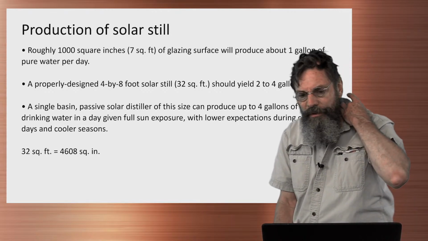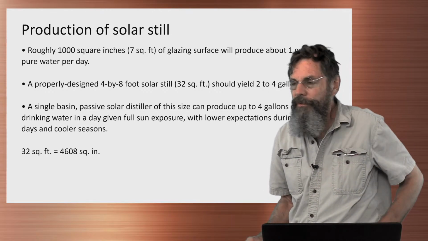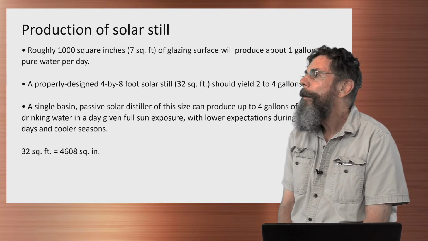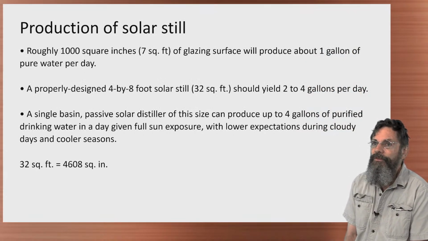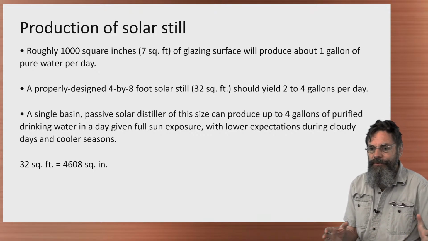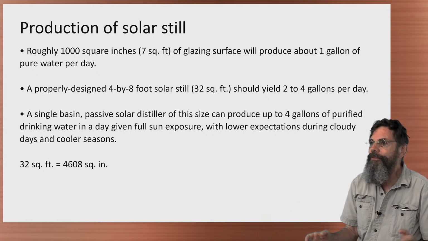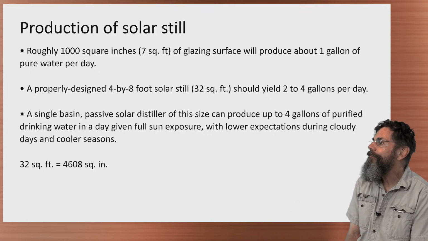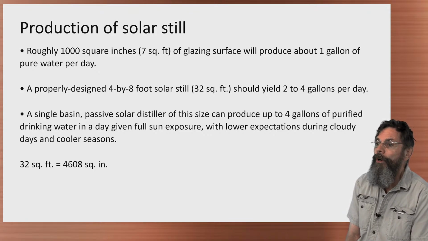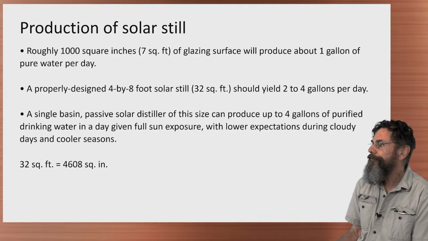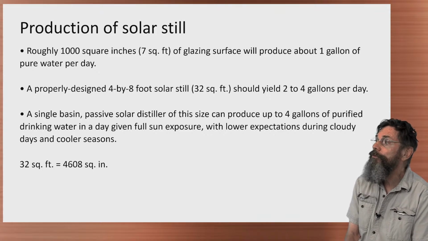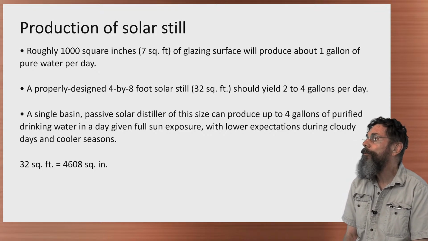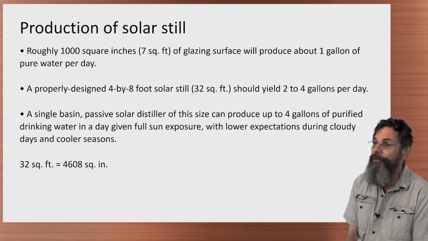So the solar still, to get back to the solar still, because I know that's really sort of what started this whole webinar conversation. Just to give you an idea of what you might be looking at, 1,000 square inches or 7 square feet. 7 square feet would be what? Would be 3 by, or 2.5 by 3. Would that be about right? 7 square feet of glazing surface will produce about a gallon of pure water a day in a typical environment. So a properly designed 4 by 8, that would be the size of a sheet of plywood, 32 square feet, would yield somewhere between 2 and 4 gallons per day, again, depending on your solar input.